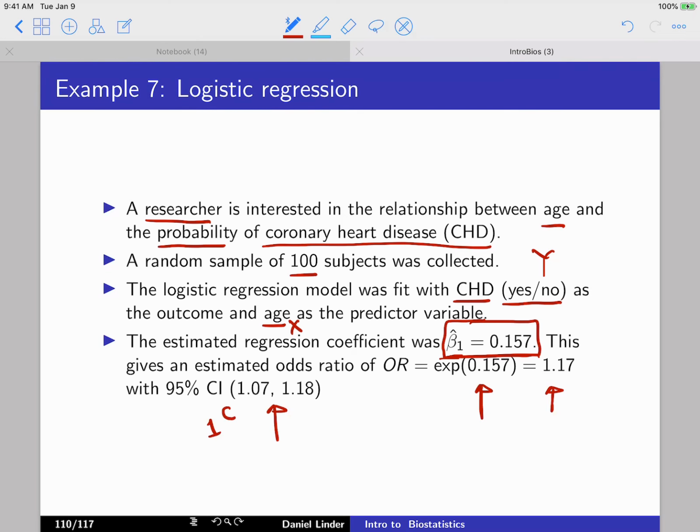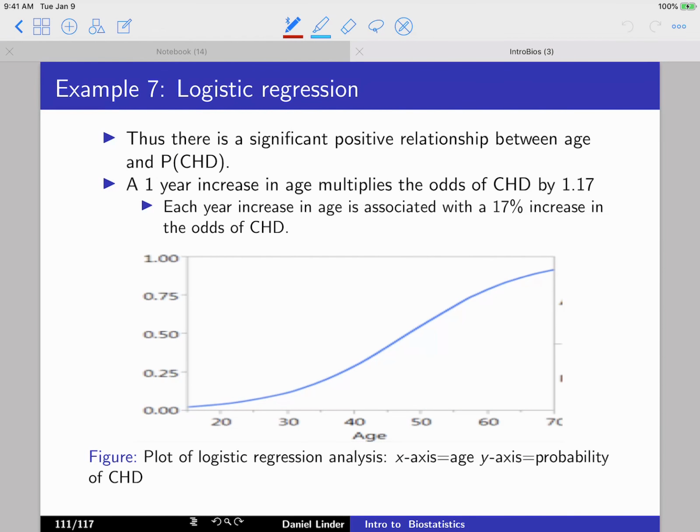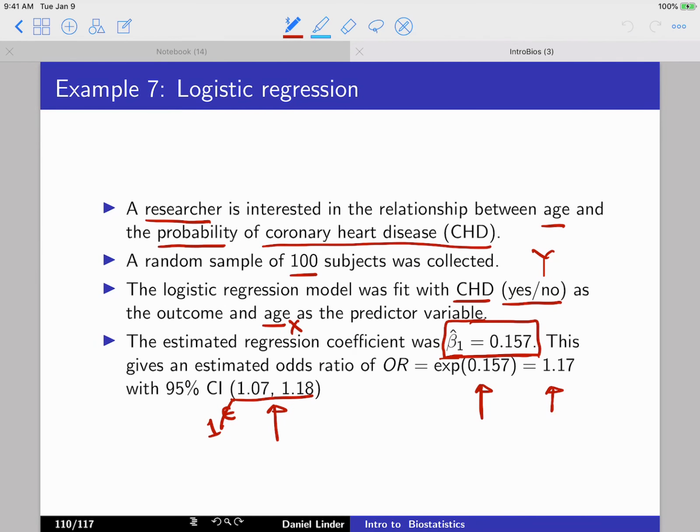So 1 is not in this confidence interval. So there is a significant positive relationship between age and coronary heart disease. We can base that on the fact that our null value is not in this confidence interval, or we could actually have reported a p-value just as well, but our p-value would also have been less than 0.05 because we didn't observe 1 in this confidence interval.